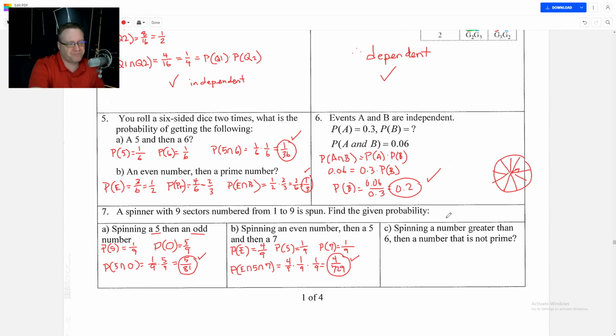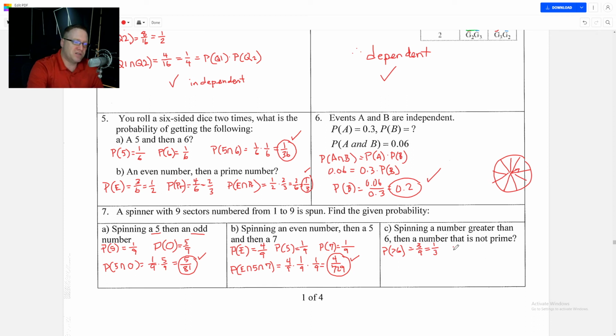All right. Next, spinning a number greater than 6. All right, so I'm going to write probability of greater than 6. Well, how many numbers are greater than 6? 7, 8, and 9, right? So that's only 3 numbers. So it's got to be 3 out of 9, which is 1/3.